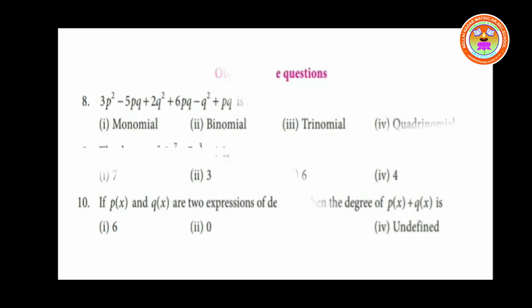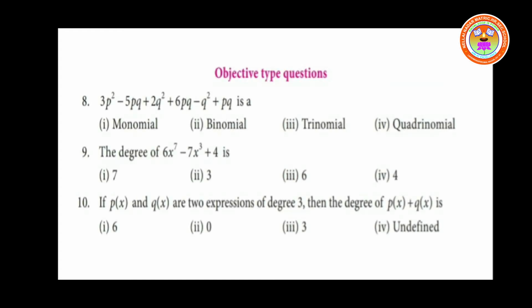Okay, now let us move on to the objective type questions. Question number 8. 3p² − 5pq + 2q² + 6pq − q² + pq is a: option 1 monomial, option 2 binomial, option 3 trinomial, option 4 quadrinomial. So from the 4 options we have to see which is the answer. Your answer is trinomial. Option 3 is your answer.